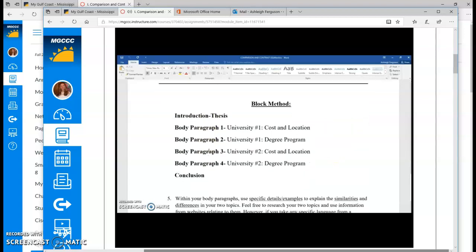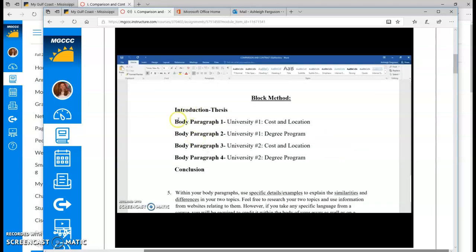Now, he could have used a different structure. You're going to notice with this structure, it's called the block structure. You kind of combine together two sets of body paragraphs. So you would still have your introduction and thesis statement as your first paragraph, but you'd have a set of paragraphs that are about your first topic, and you would discuss the cost and the location maybe in this paragraph, and then the next one, the degree program in this paragraph.